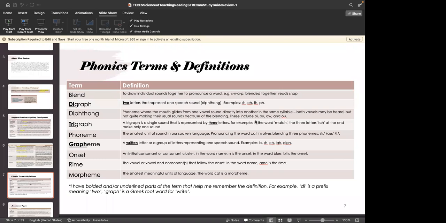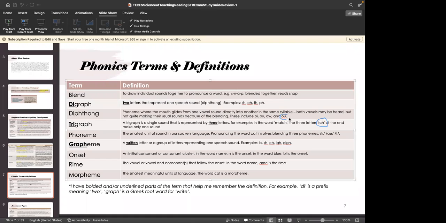Phoneme is the smallest unit of sound spoken in our language. So you'll see the individual phonemes that we blend in cat: k, a, t, cat. Grapheme is the written letter or group of letters that represent one speech sound. So this is a grapheme, even though it's 3 letters, the ch sound in that trigraph. It is a grapheme by itself, even though it has 3 letters in it.